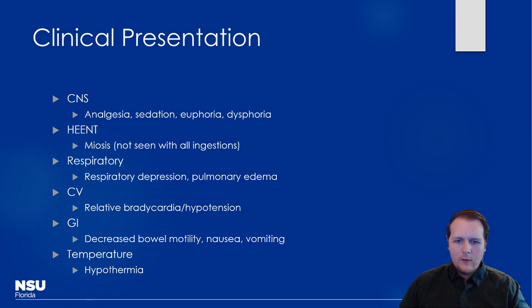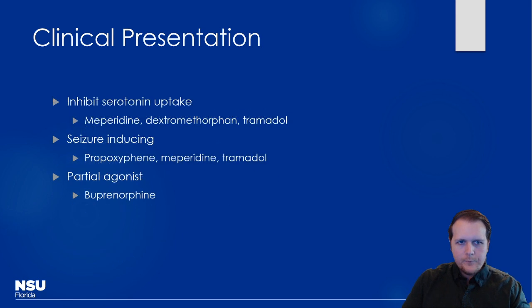In terms of GI effects, you will see some slowing down. Just like with the anticholinergics, you're going to slow down motility, and that can lead to decreased or delayed absorption of drug, as that can be an issue in some cases. Not only that, but some of the agents can cause things like seizures, for instance, meperidine or tramadol.